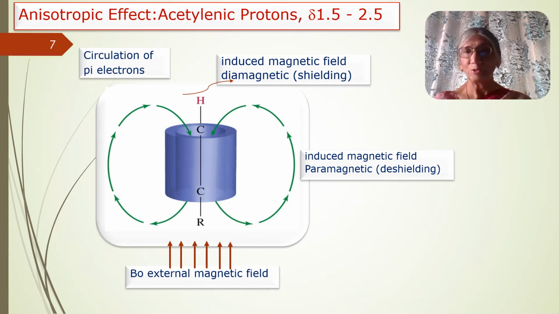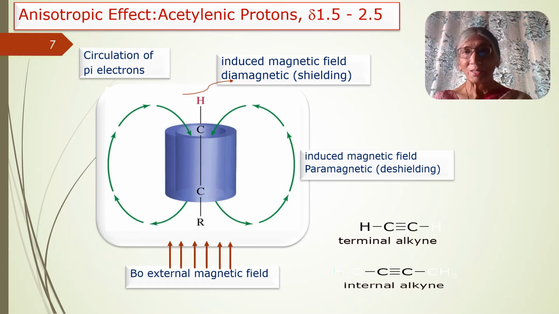This concept can be used to distinguish between terminal alkynes and internal alkynes. In terminal alkynes, there is a proton which is bonded to an sp hybrid carbon atom.